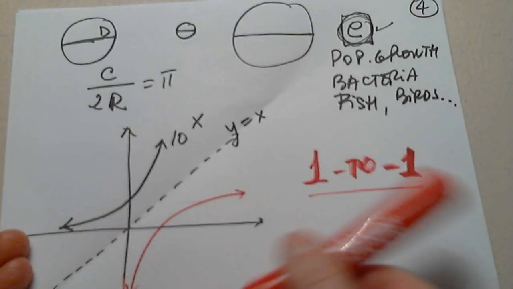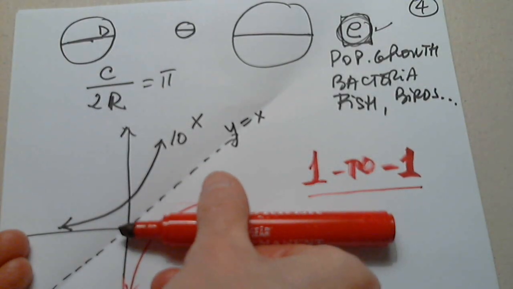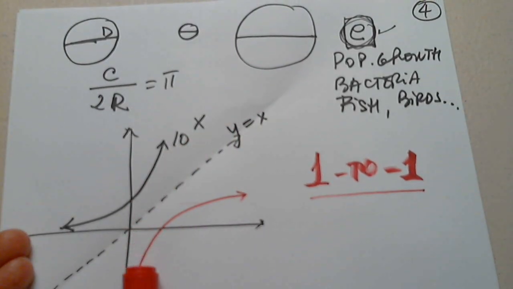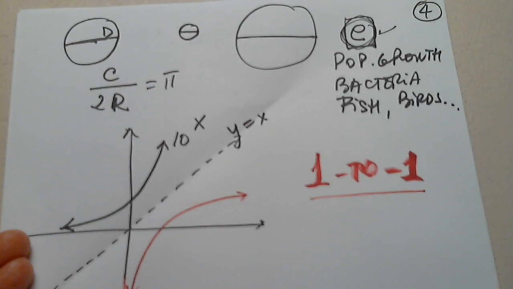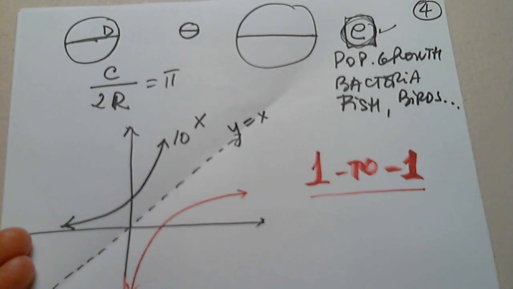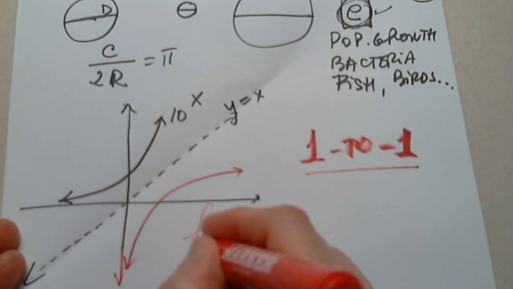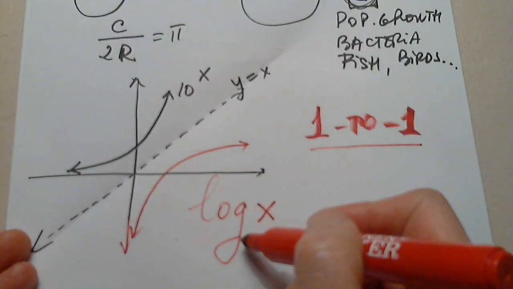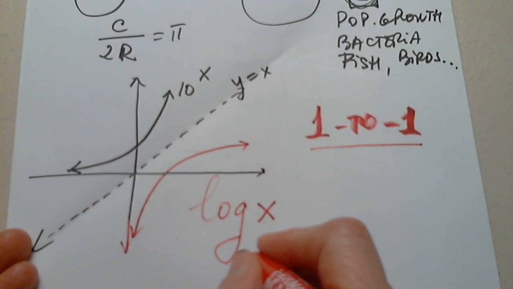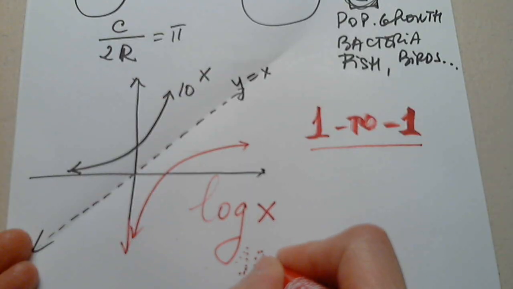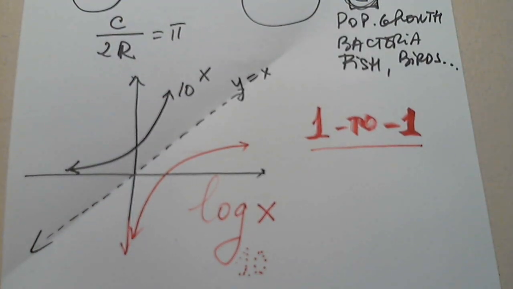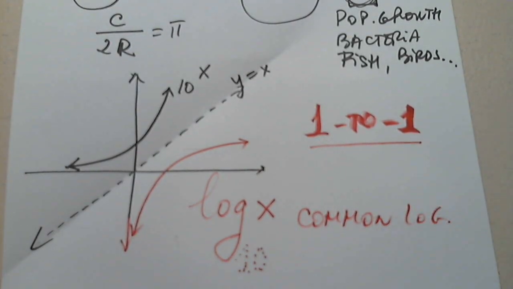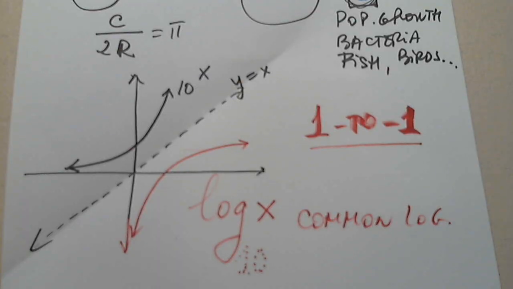Can anyone tell us that? As x approaches 0 from the right, the tendency of the function is to do what? Exactly. What is this red function? It is common log x. Notice that it has to have the same base. I didn't write the base. It's implied. We know it's there. So this is the common exponential. This is the common log. It's inverse function.